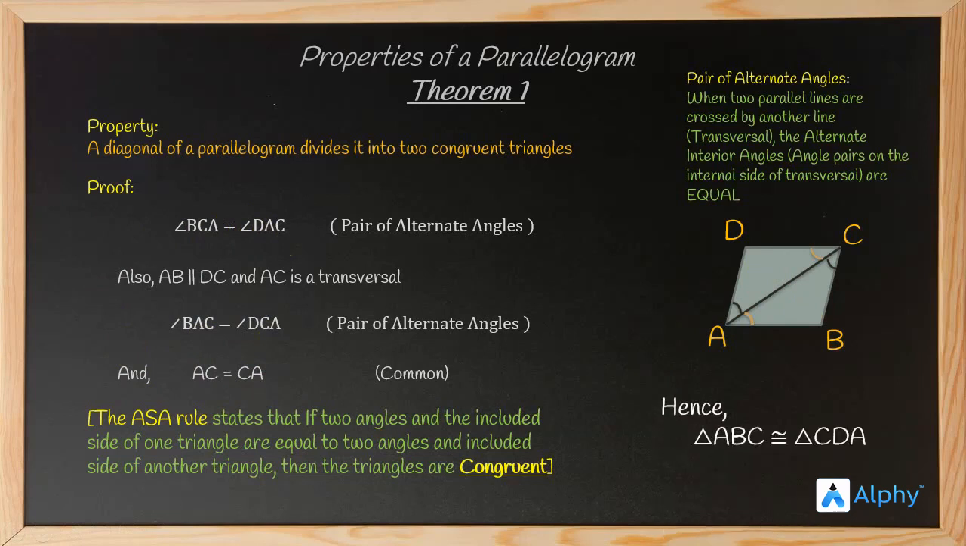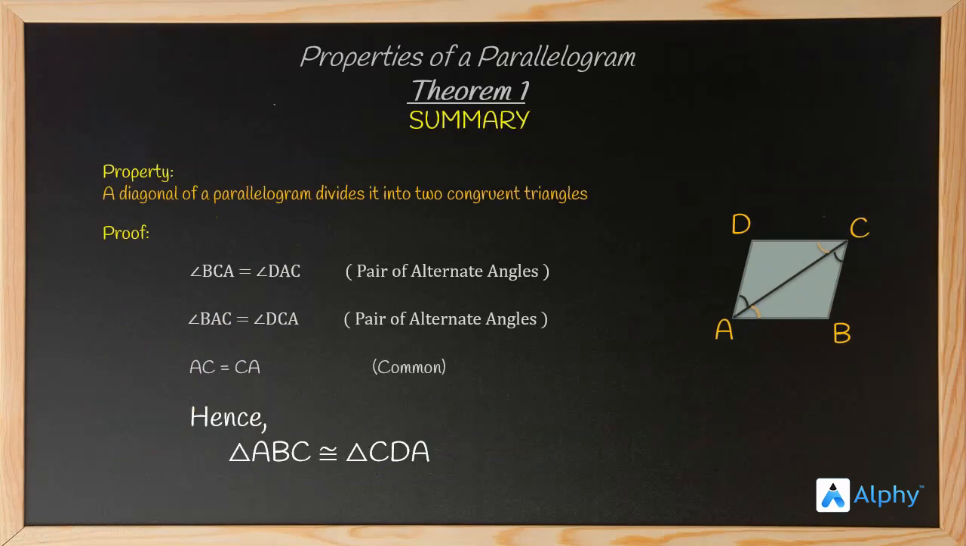Next, we have a summary for you since you have consumed a lot of knowledge. After satisfying these three criteria, we have finally proved that triangle ABC is congruent to triangle CDA. That's all for the proof of this theorem. We will continue with another proof in the next lecture. Thank you and all the very best.